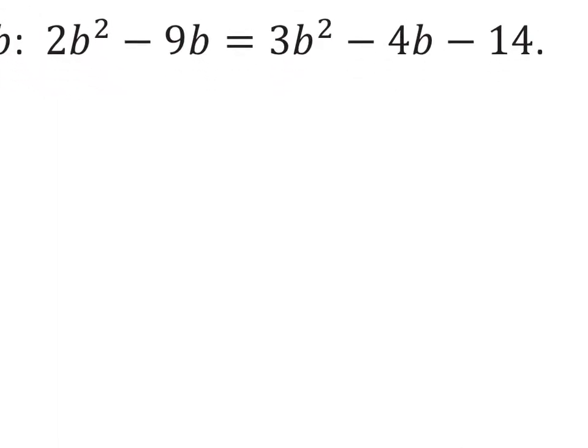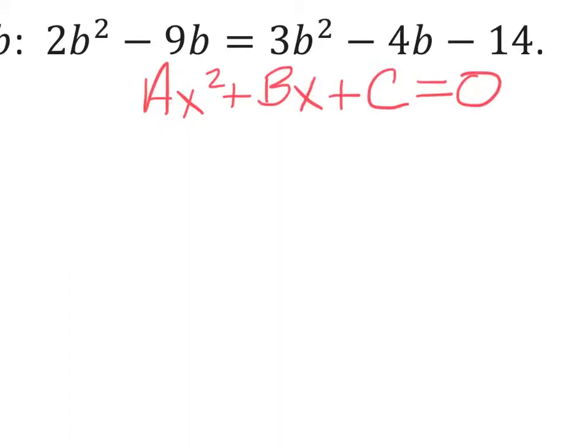Now, it doesn't say how to solve it. It just says we're solving for B. We've solved quadratic equations before. We've solved with the quadratic formula. We've solved by factoring. So you can use whatever you want to use. But whatever you use, you should probably start off with ax squared plus bx plus c equals 0. You want to get everything into that form. Move everything to the left and set it equal to 0.